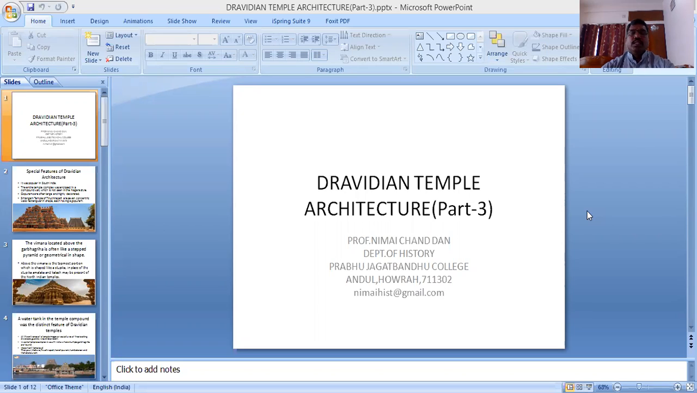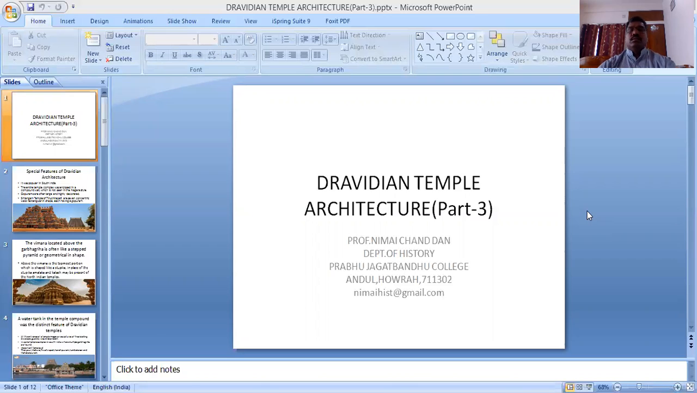Now I am going to present ancient temple architecture, part 3, which is related with the Dravidian temple architecture. In my previous class, I have mentioned three types of temple architecture: Nagara temple architecture or North Indian temple architecture, and then Dravidian temple architecture or South Indian temple architecture, and the Vesara temple architecture, which was a mix of Nagara and Dravidian temple architecture.